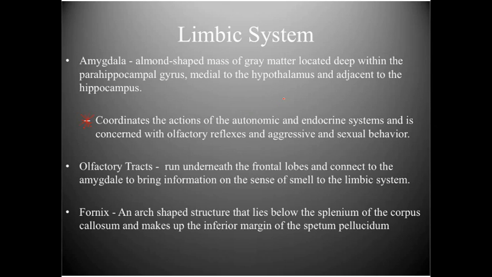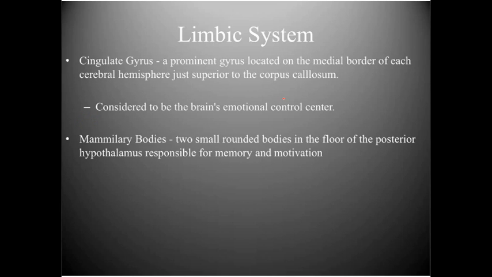The fornix is an arch-shaped structure that lies below the splenium of the corpus callosum and makes up the inferior margin of the septum pellucidum. The cingulate gyrus is a prominent gyrus located on the medial border of each cerebral hemisphere just superior to the corpus callosum. It's considered to be the brain's emotional control center. So I definitely know the cingulate gyrus is going to be the brain's emotional control center. Mammillary bodies, two small rounded bodies in the floor of the posterior hypothalamus, are responsible for memory and motivation. So the mammillary bodies are going to be responsible for memory and motivation.